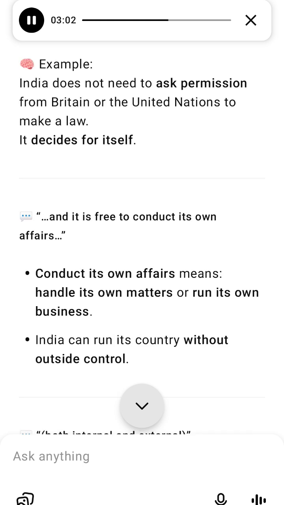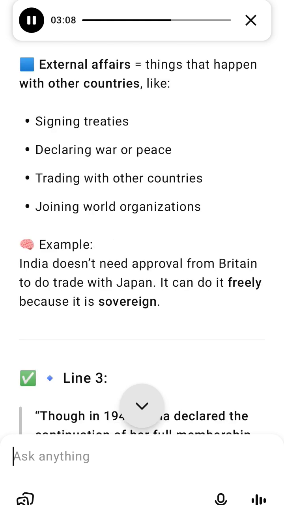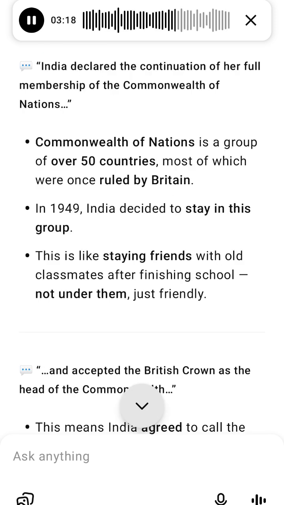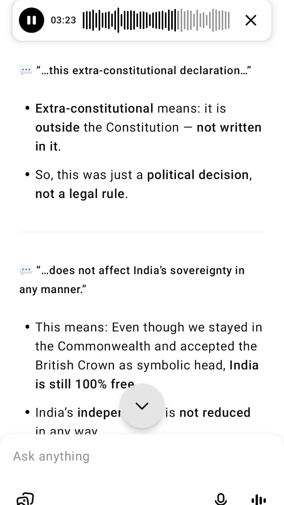1. India is not a dependency or dominion. A dependency is a country that is ruled or controlled by another country. Example: before 1947, India was a British dependency. British people made big decisions for India. A dominion is a country that is mostly free, but still accepts the king or queen of another country as head. Example: Canada, Australia, and New Zealand were British dominions. They had their own governments, but still accepted the British monarch as their symbolic leader.